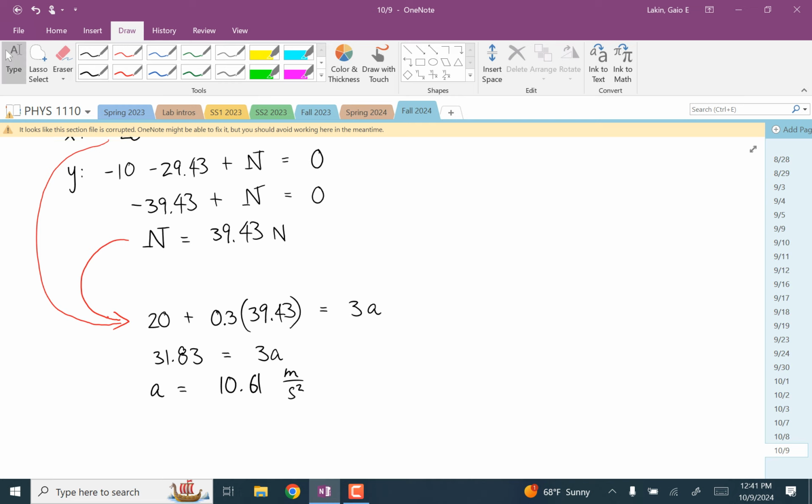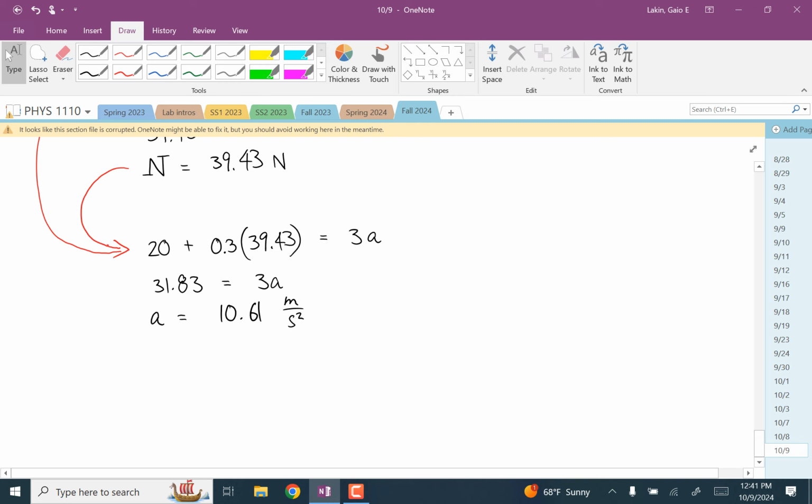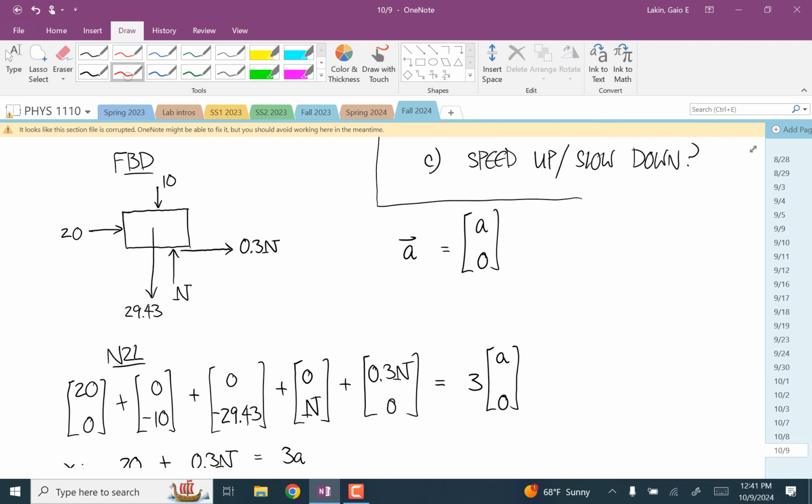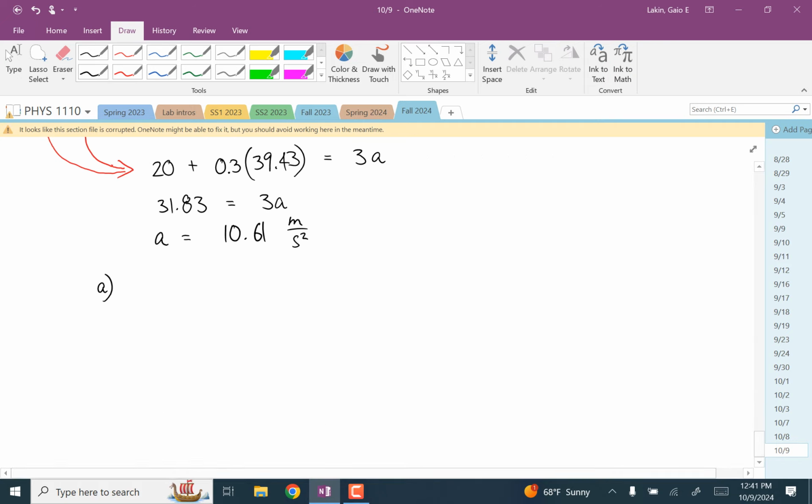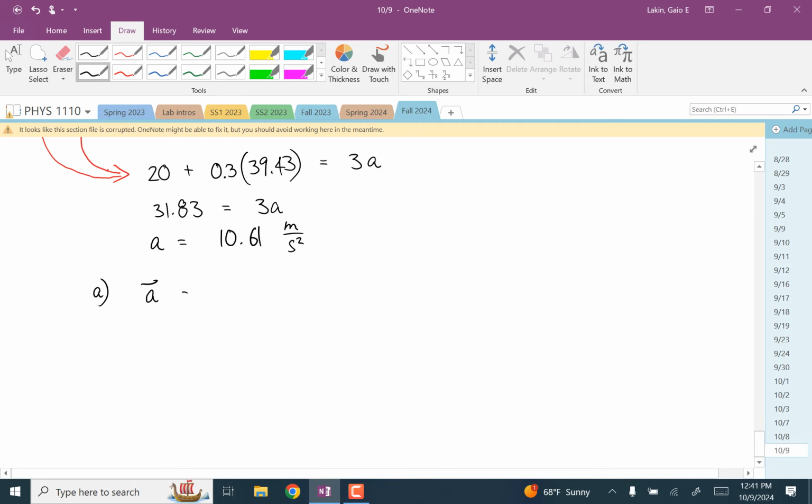Okay, now that we have all those variables, now we can go back and answer the questions in the form they were given. Part A, we wanted to figure out the acceleration vector. So we'll just plug this value now into this acceleration vector. So the acceleration vector is equal to positive 10.61, 0, or in other words, that's in the positive x direction with a magnitude of 10.61.